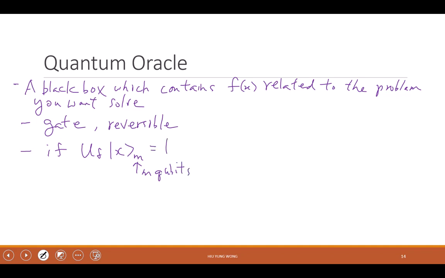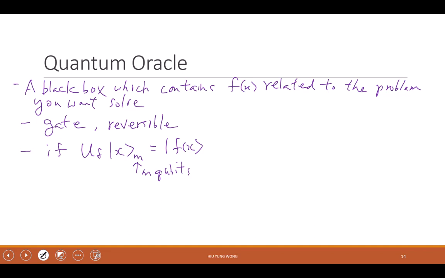I hope that it doesn't just give me f of x. Isn't that great? But the problem is, if you have 100 qubits as input, your output might not be 100 qubits. Now in this problem, your output is 1 qubit. Constant or not constant. Oh, no. Sorry, I cannot say that.